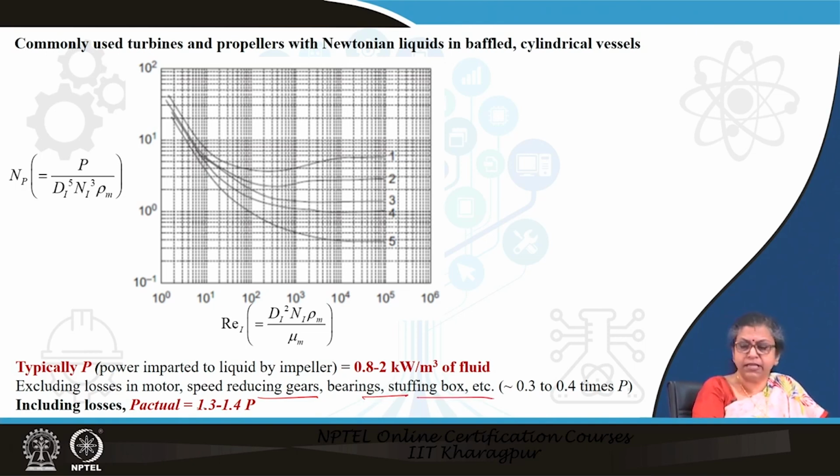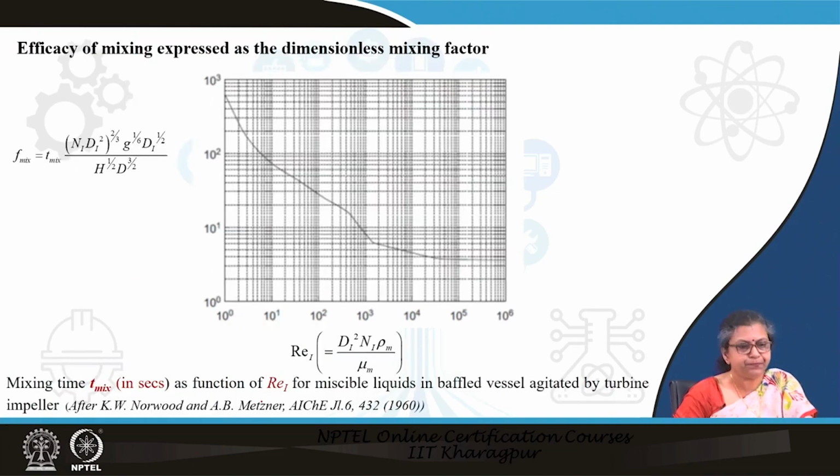All these losses combine to form about 0.3 to 0.4 times the power. So, therefore, the actual power required, P actual, is going to be around 1.3 to 1.4 times. This will give you the actual power which will be required to drive the impeller.